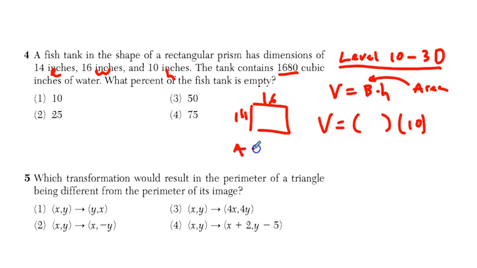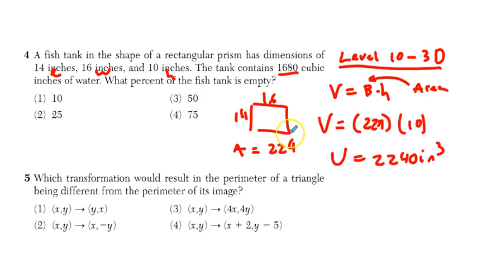To find the area, I just multiply those together. You should get 224. 224 by 10, well, that would give you 2,240 inches cubed. Now, it tells us what percent of the fish tank is empty.